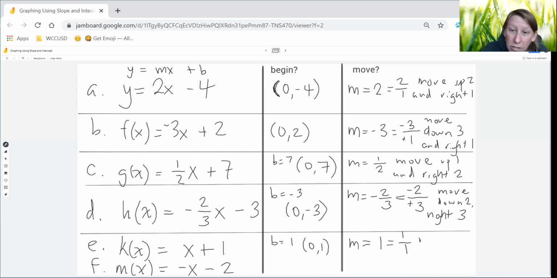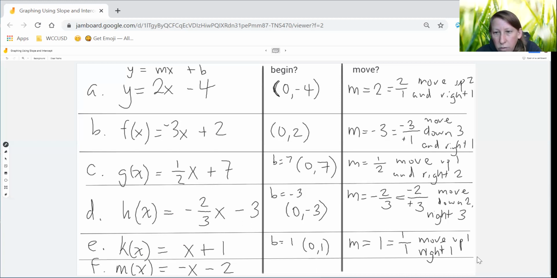So the moving directions are really easy. You're going to move up 1 and right 1. That'll show you where the next point is. Okay, last one on here. Again, if you are understanding this, getting the idea, these are the pieces of information you need to graph efficiently.